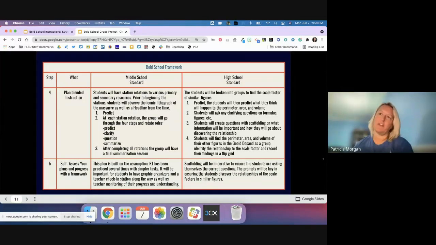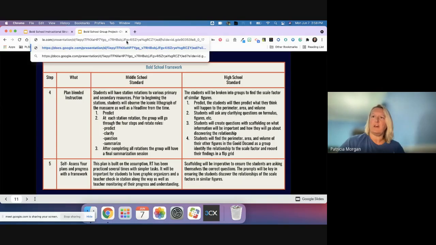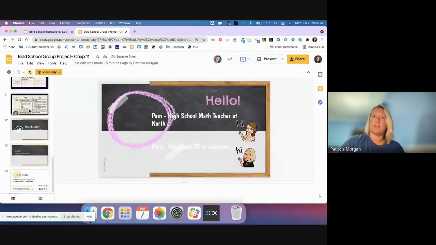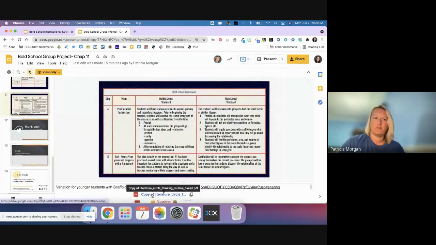Stephanie, could you click the link in the notes as well? So this is a variation. This reminded me a lot of the literature circle. It's on slide 11 notes.